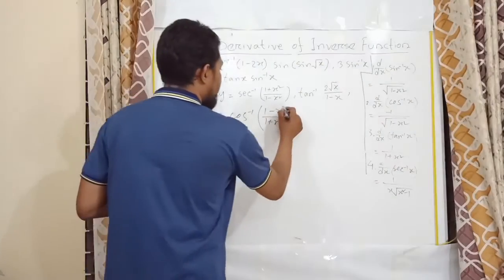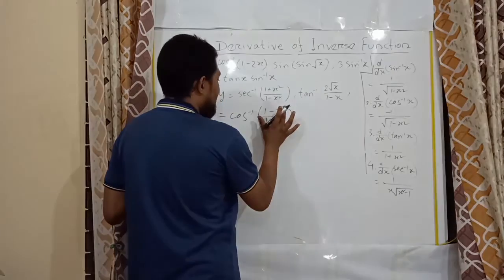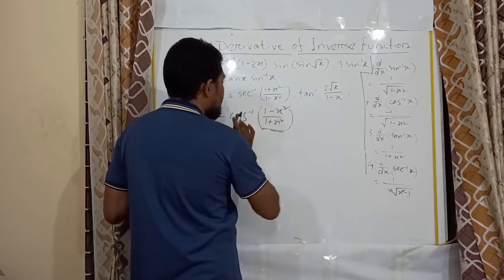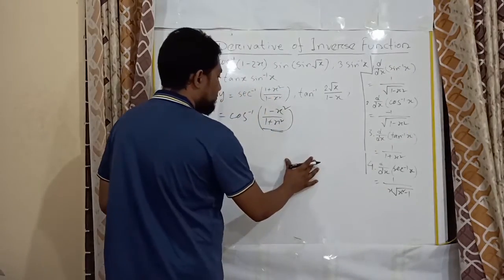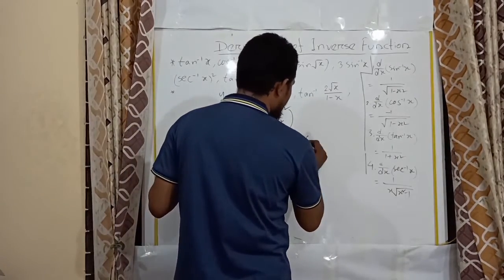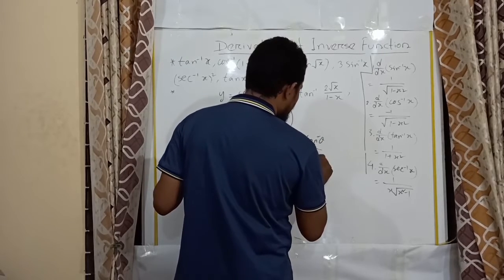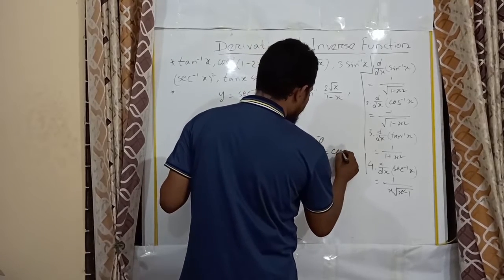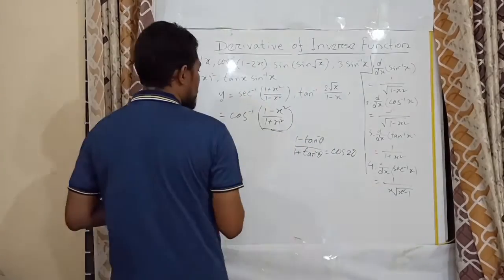So now we have to make here cos something so that cos and cos inverse can cancel. There is a relation in trigonometry: 1 minus tan square theta over 1 plus tan square theta equals cos 2 theta. So we can take x equal to tan theta.